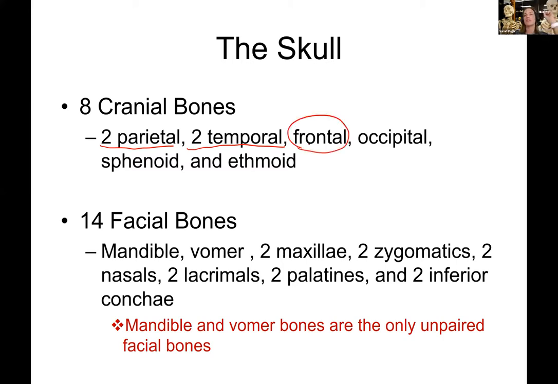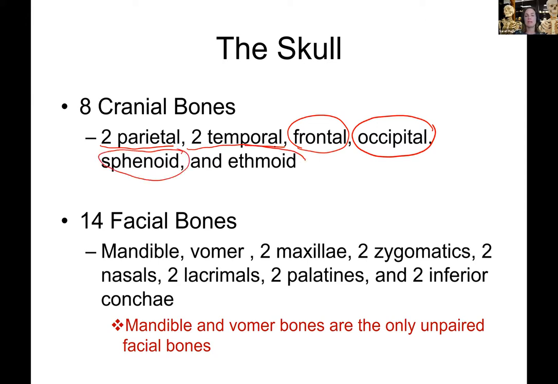I'll circle the ones we only have one of. Your occipital bone is in the back. You only have one of those. And then you have your sphenoid and your ethmoid bone. So we just kind of went around the top here. The sphenoid and ethmoid bones sit on the inside. So if I were to cut my skull this way and lift the top of my skull off and look down at the floor of the cranial cavity, that's where you find the sphenoid and the ethmoid bone. Again, these are also not paired.